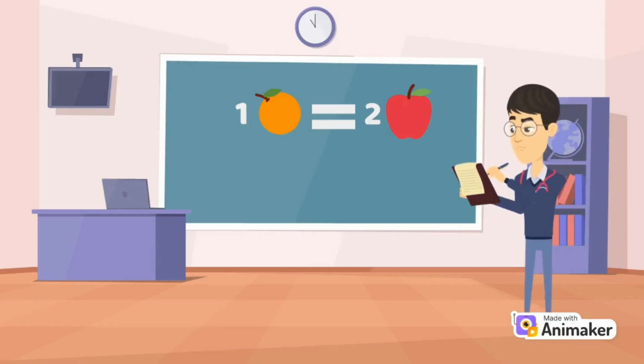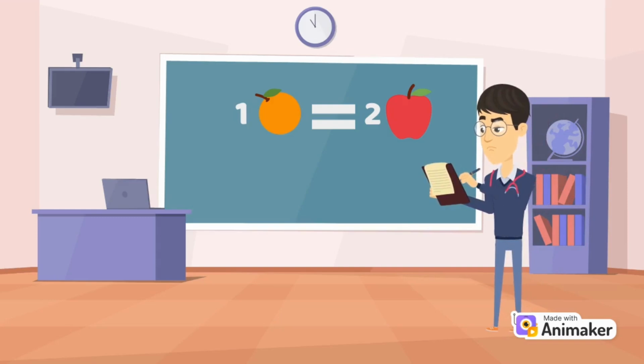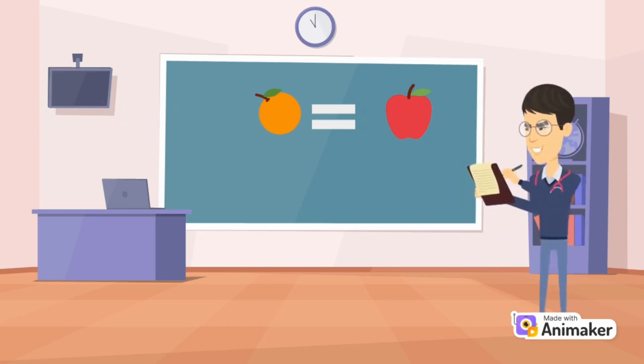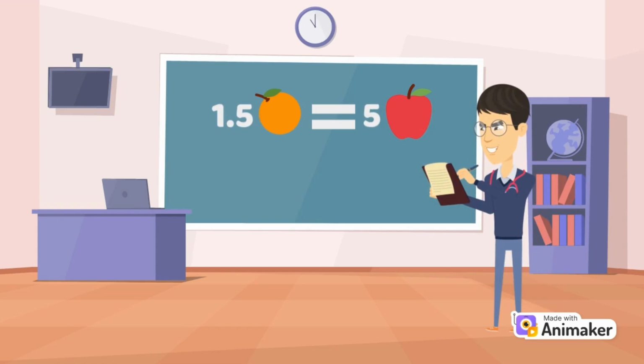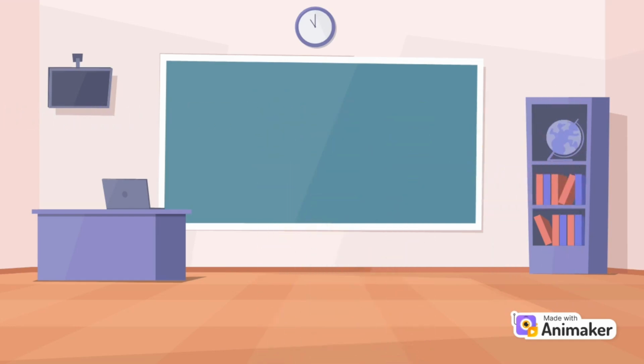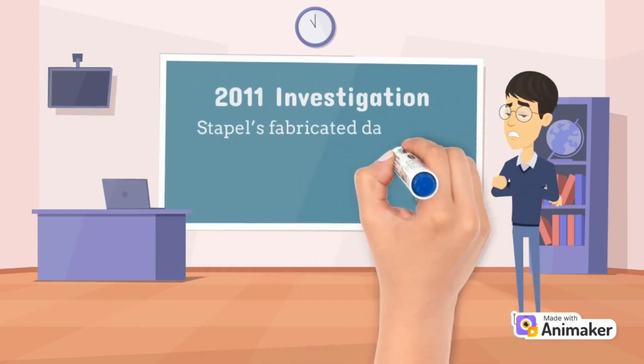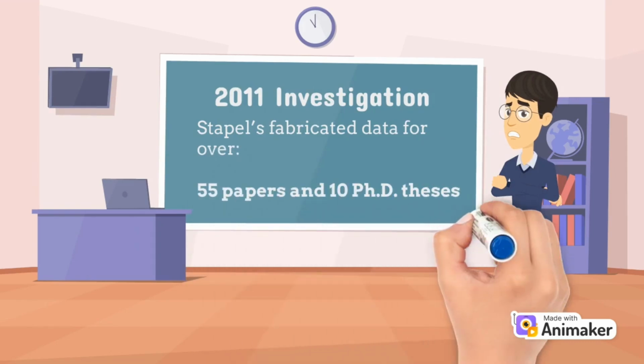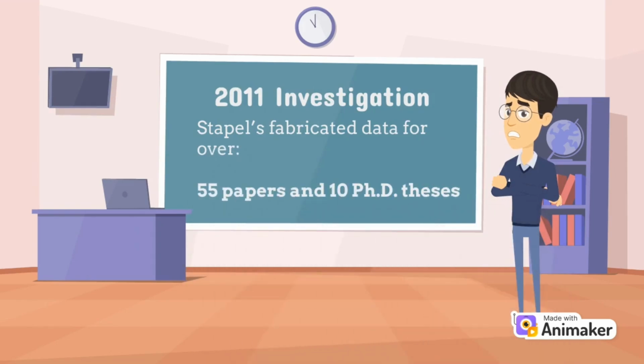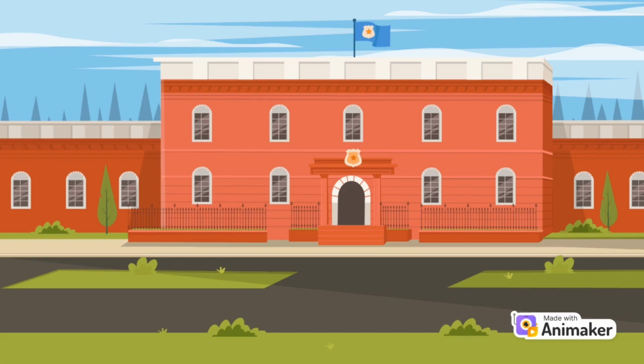Diederik Stapel, former dean of the Social and Behavioral Sciences faculty at Tilburg University, was exposed for a decade of fraudulent work. Stapel had a crafty way of subtly changing small data details to manipulate results, eventually escalating to full data fabrications. His scientific misconduct was so cleverly executed that it went undetected for many years. However, in 2011, an investigation found that Stapel fabricated data for over 55 papers and 10 PhD theses written by students he supervised. The fallout was significant.